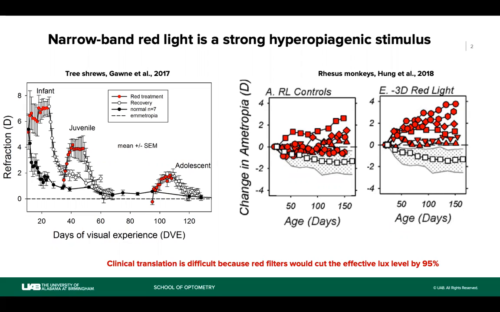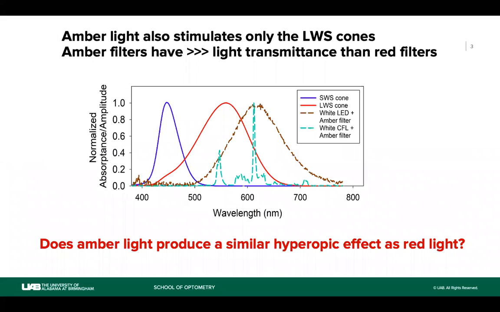But applying red filters is impractical in indoor lighting conditions and also difficult to tolerate for children because red filters reduce the brightness significantly. The use of amber light potentially addresses these limitations. Amber light also stimulates only the long wavelength sensitive cones as shown in the figure. Moreover, amber filters transmit significantly greater light than the red filters. So we asked, does amber light produce a similar hyperopic effect as red light?